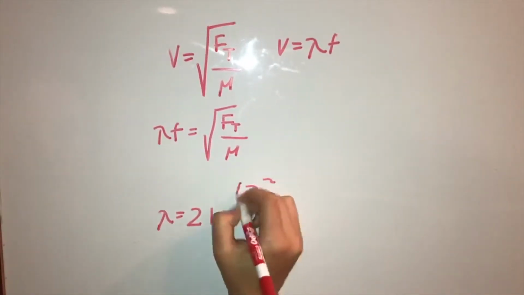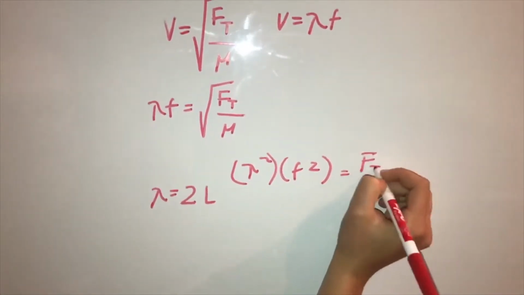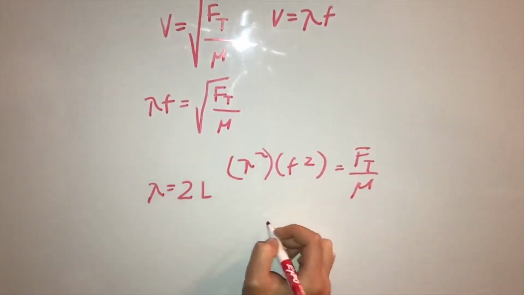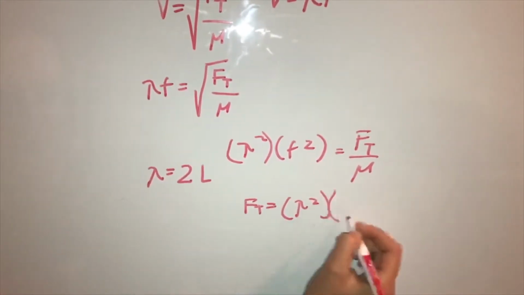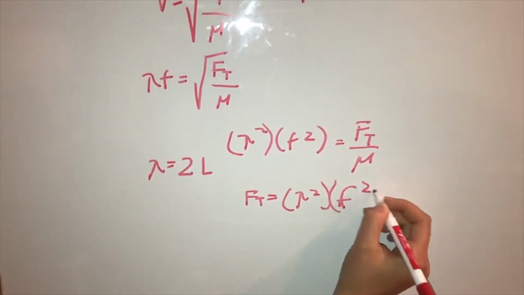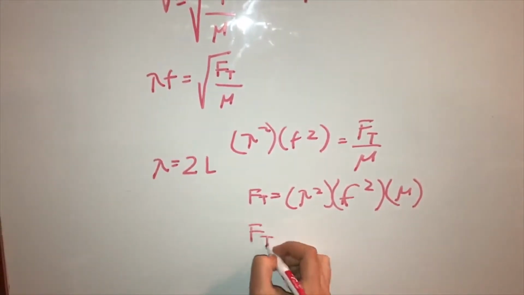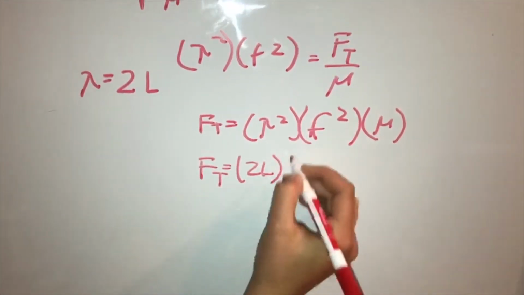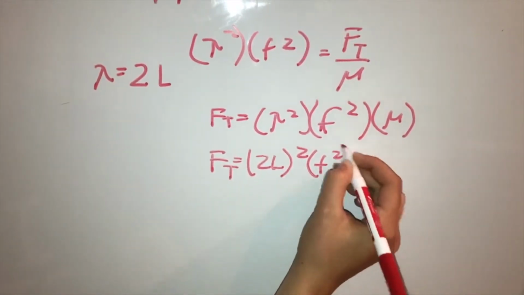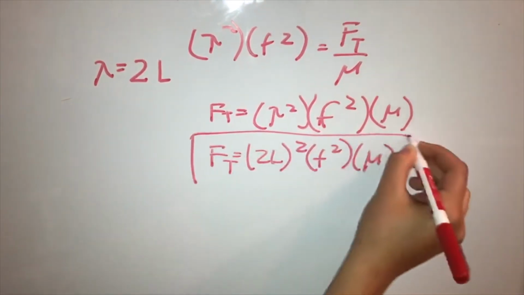Solving for force of tension, we get wavelength squared times frequency squared is equal to the force of tension over the linear mass density. Then you can move the linear mass density over by multiplying it, and you get force of tension is equal to the wavelength squared times the frequency squared times the linear mass density. And we also know that the wavelength is equal to 2L. So, plugging in wavelength, we have force of tension is equal to (2L) squared times frequency squared times the linear mass density. And this will be the physics equation for our project.